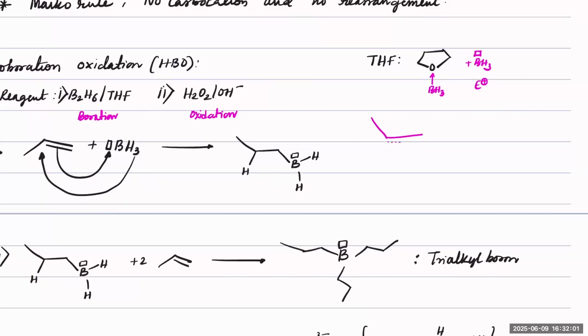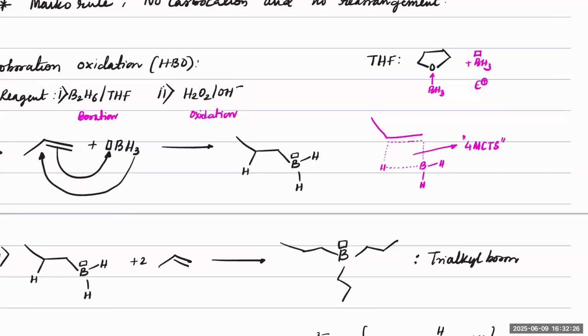From here, the bond is breaking. From here, hydrogen is making a bond. Boron is breaking a bond here. And there is one bond which is made here, this way. This is called a four-membered cyclic transition state. MCTS means membered cyclic transition state.